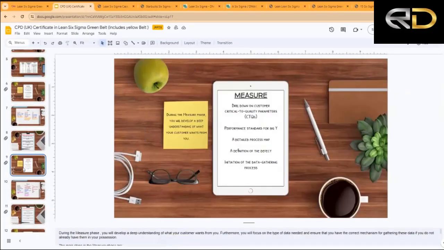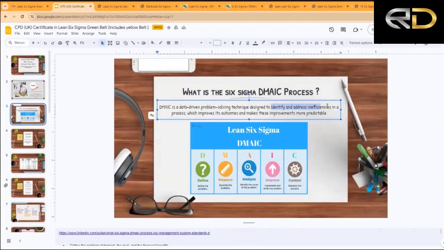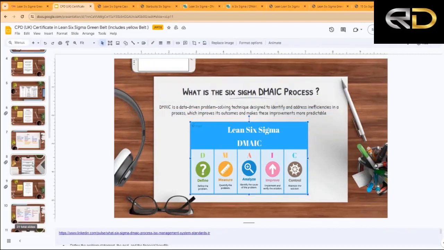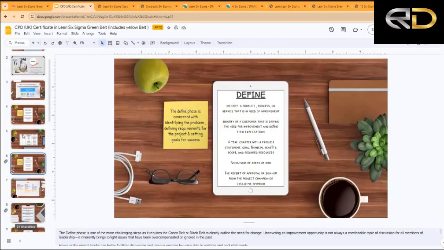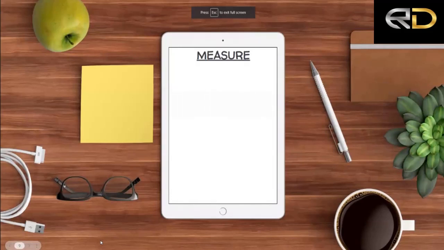After the problem has been defined, what do we need to do? We now go to the second stage of identifying and addressing these inefficiencies in a process. The second stage is to quantify the problem. What does it mean to quantify the problem after we have defined it? To quantify the problem is to measure. So this is now the second stage.